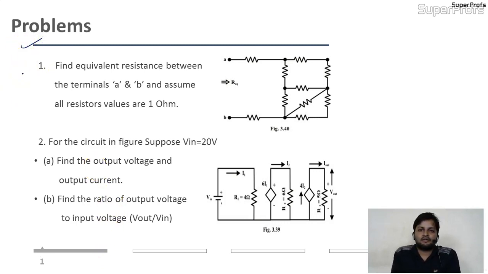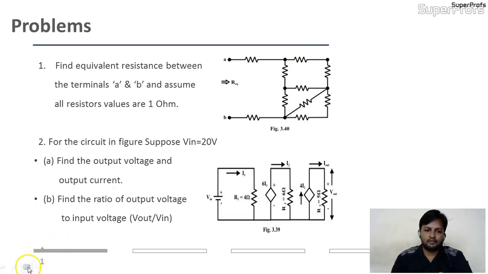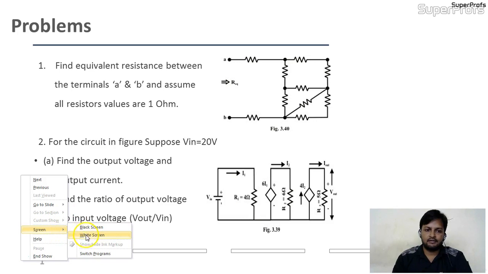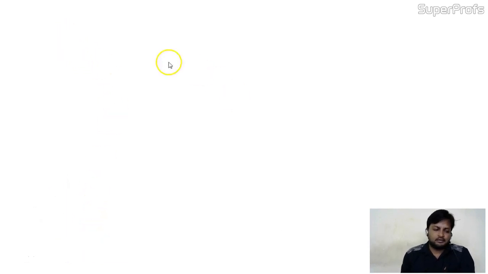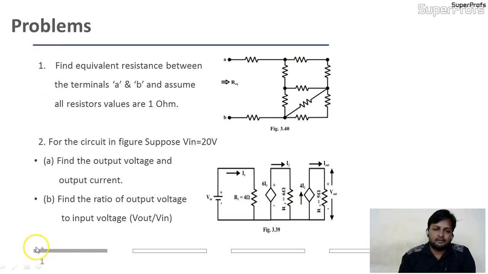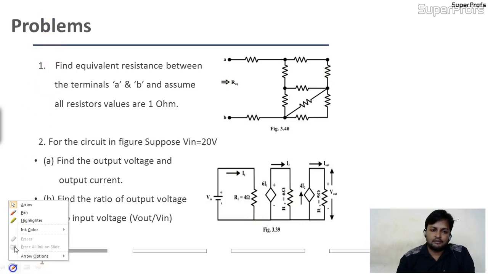So friends, this is all about the theory part. And now onwards we are switching to the practice session. So the first problem is: find the equivalent resistance between the terminals A and B, and assume all resistor values are 1 ohm. These resistances are 1 ohm, 1 ohm, 1 ohm, like this. I'll draw this circuit on a fresh page. The circuit is, wait a minute friends.